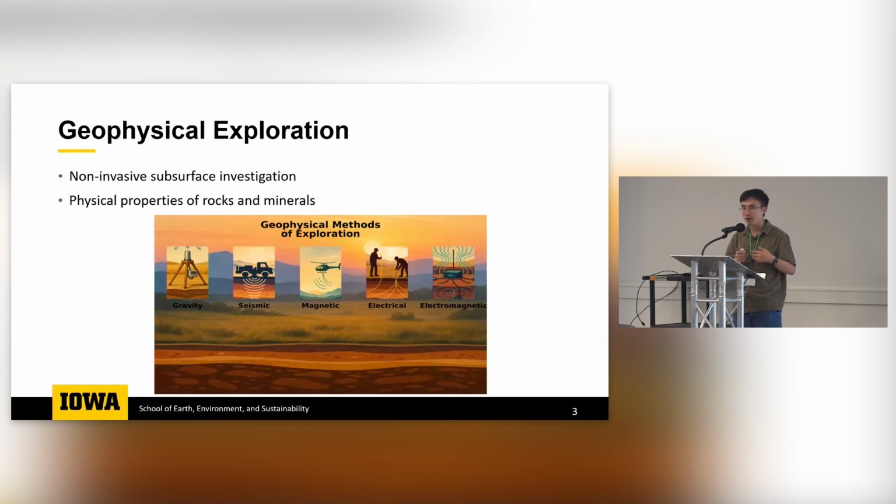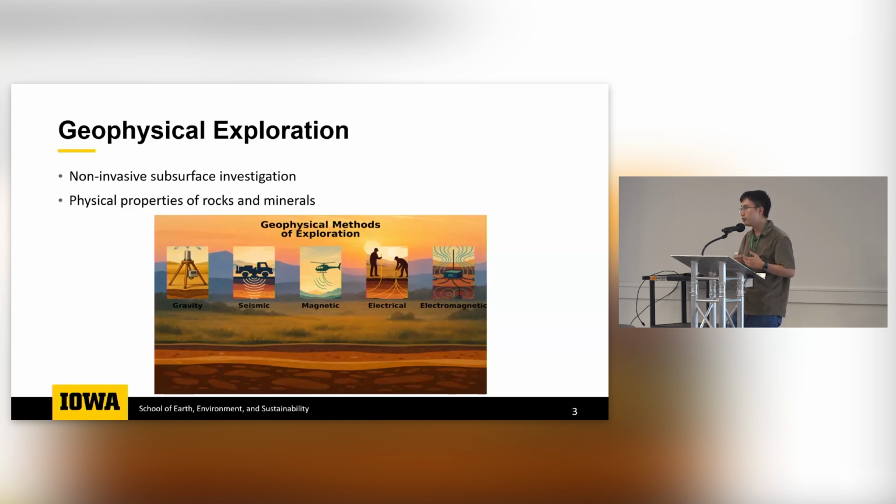For example, with gravity, if the subsurface density is different, it will induce different gravity signals. We can also use seismic waves to travel through the subsurface and provide seismic velocity images of the subsurface. Similarly, the magnetic and electrical methods can provide different subsurface property images. Today's topic is about the electromagnetic method.